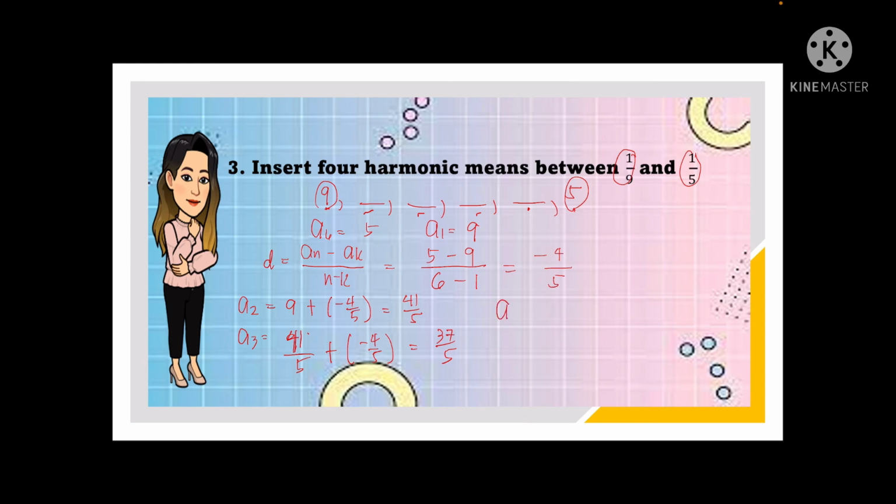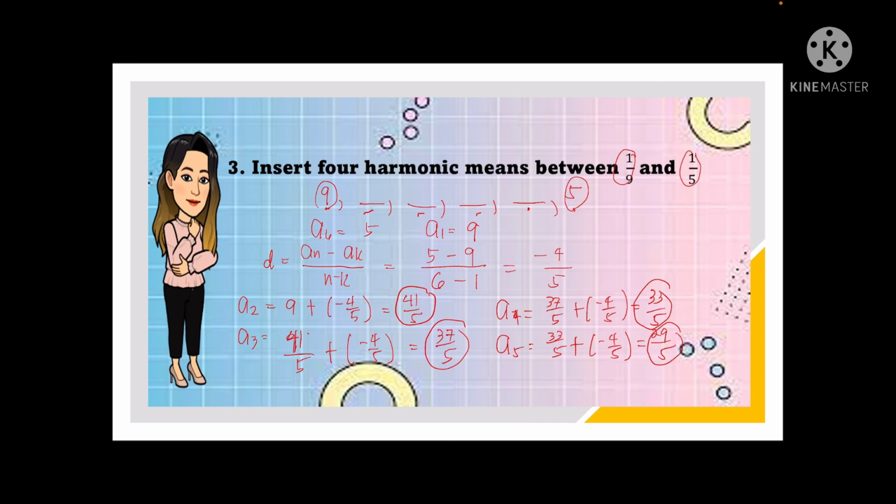And for the fourth term, we have a sub 4. So, we have 37 over 5 plus negative 4/5. So, we got 33 over 5. For the fifth term, we got 33 over 5 plus negative 4/5. We have 29 over 5. So, meron na tayong nakuhang harmonic means. So, 4 na harmonic means. So, yan yung 41 over 5, 37 over 5, 33 over 5, and 29 over 5.